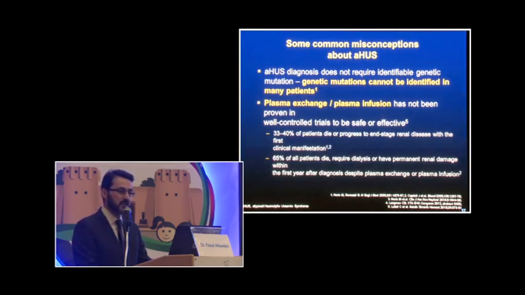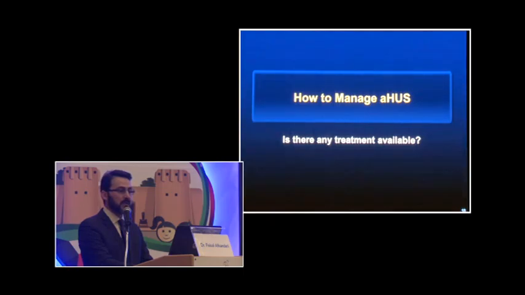What about the plasma exchange or plasma infusion, and what's their role in atypical HUS? These have not been proven in well-controlled trials to be safe or effective, although most people used to use those measures. How do we manage atypical HUS? Just a few years ago, we had nothing to offer the patients. We used to go with the dialysis and plasmapheresis, but the outcome was very poor. And most of these kids, especially in the pediatric age group, would have major mortality and morbidity.